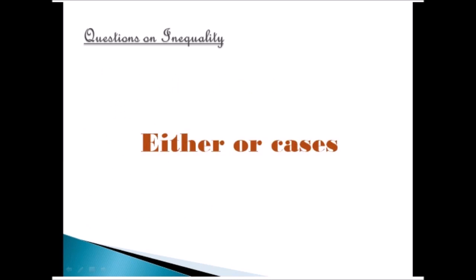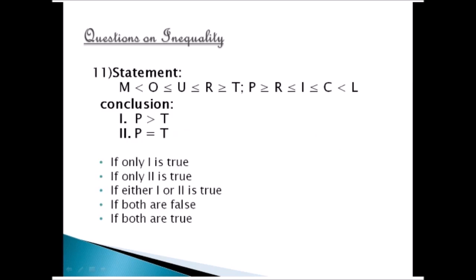Now the important thing is the either case. In conclusion first, it says my start point is P and destination is T. So here is P, and T is over here. I can move from P to R, then R to T. So there is a path.